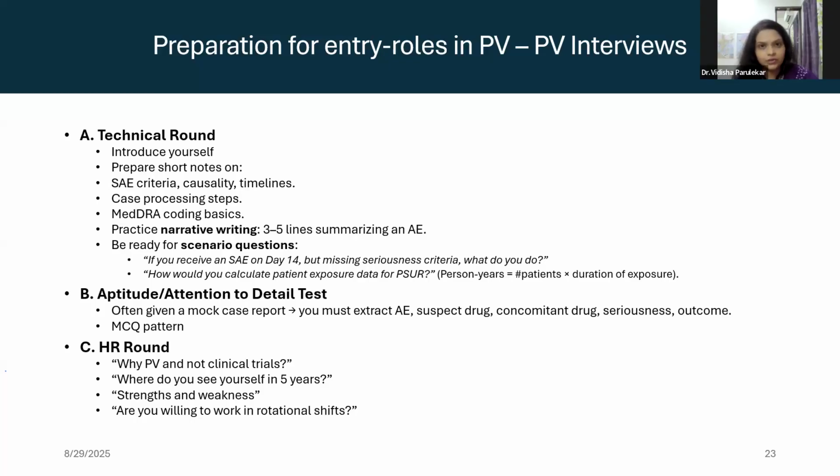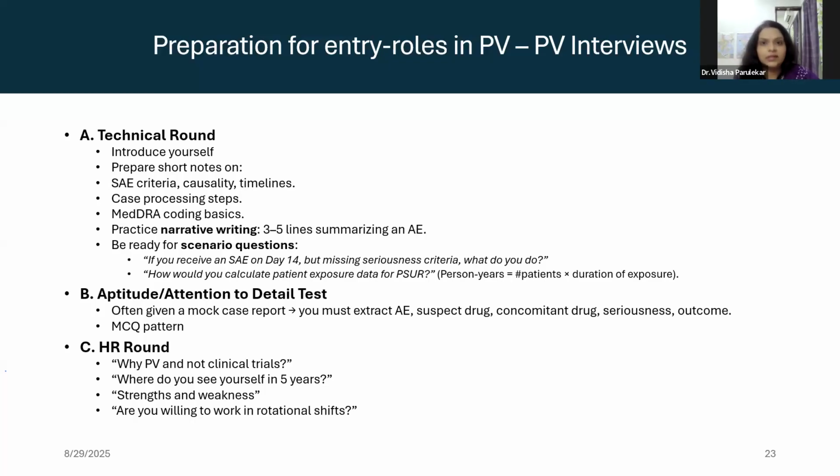Then there is the aptitude or attention to detail test. This is a mock case report that they give you. They can tell you to extract the adverse events, suspect drugs, concomitant drugs, and seriousness. Seriousness criteria everyone should be aware of. Then the outcome and even causality, if required. Certain clients also require an MCQ pattern examination. So they give you MCQs related to technical questions and scenario-based questions, mixed questions, and they expect you to solve them. That's the type of questions which are asked.